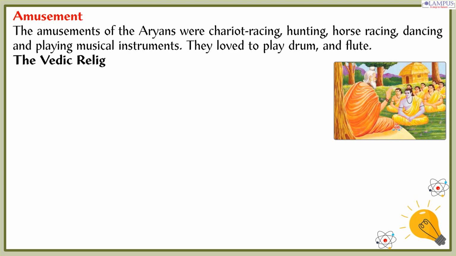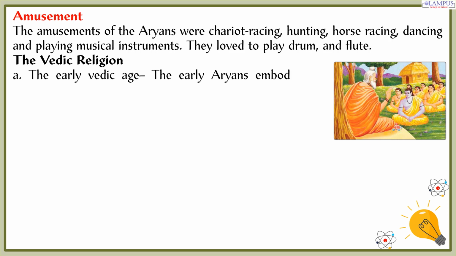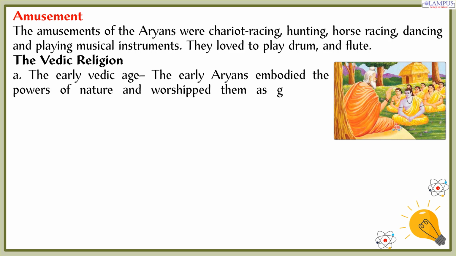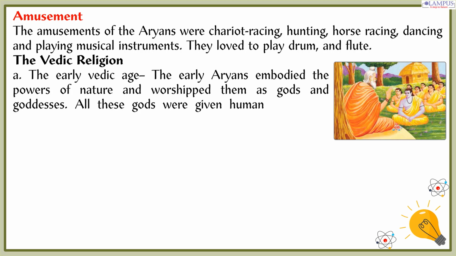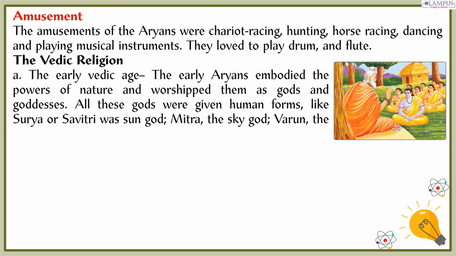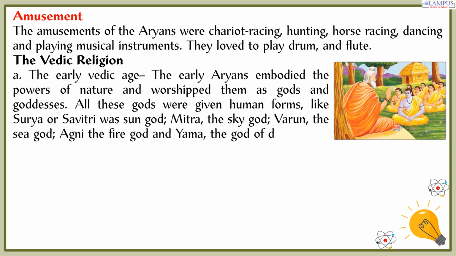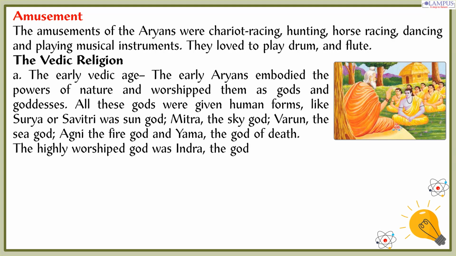The Vedic religion. The early Vedic age. The early Aryans embodied the powers of nature and worshipped them as gods and goddesses. All these gods were given human forms, like Surya or Savitri, the sun god, Mitra, the sky god, Varuna, the sea god, Agni, the fire god, and Yama, the god of death. The most highly worshipped god was Indra, the god of rain, storm and war.